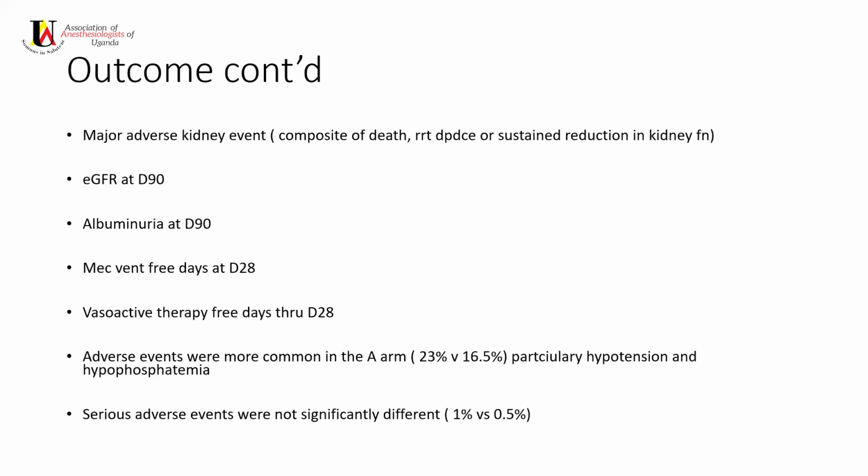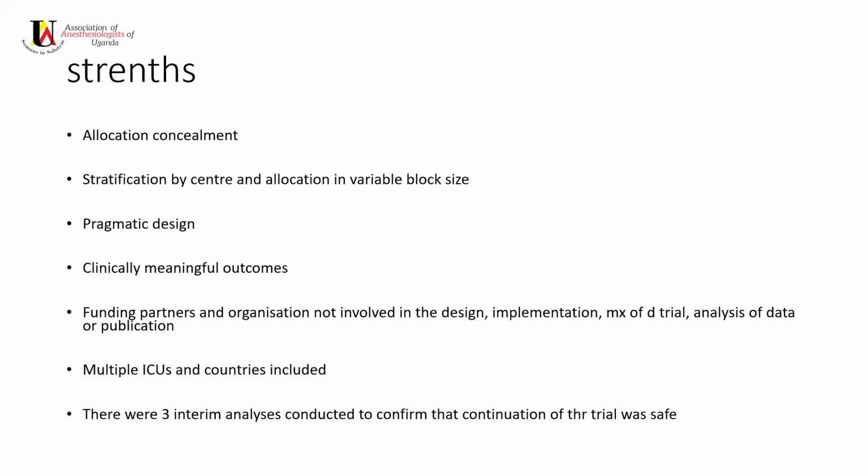Major adverse events were more in the accelerated arm versus the standard arm. Those are the other events that they were looking at: the eGFR at day 90, albumin at day 90, mechanical ventilation free days at day 28, and vasopressor therapy free days through day 28. Adverse events were more common in the accelerated arm. The commonest ones were hypotension and hypophosphatemia. But in terms of serious adverse events, they didn't find any significant difference.